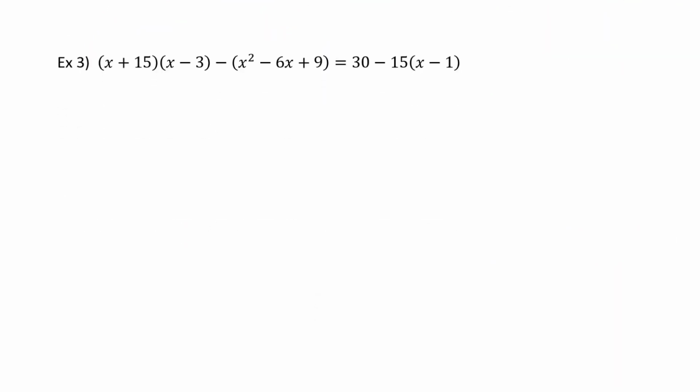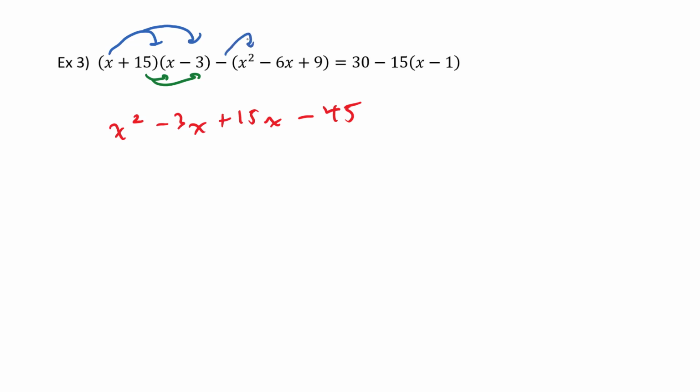Let's pool together our knowledge from earlier lectures where we distributed values outside the brackets, or we did FOIL with a binomial multiplied by another binomial. We are going to distribute here and here, here and here. We get x squared minus 3x plus 15x minus 45.